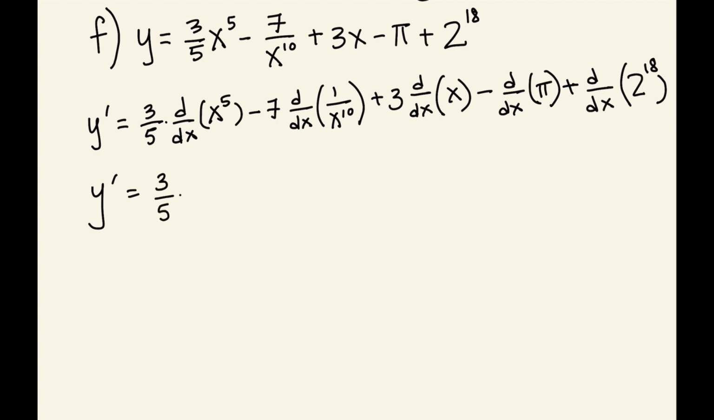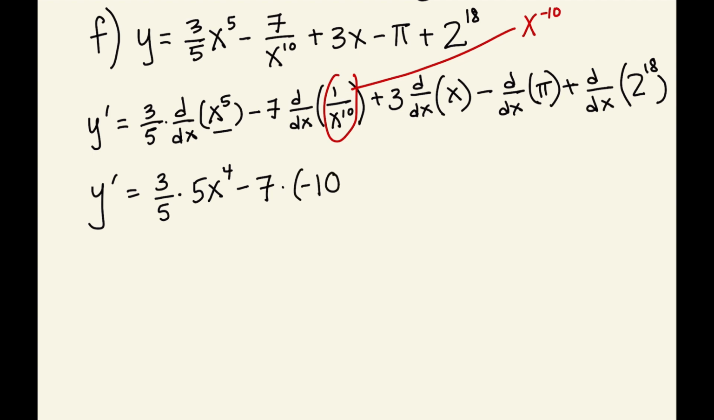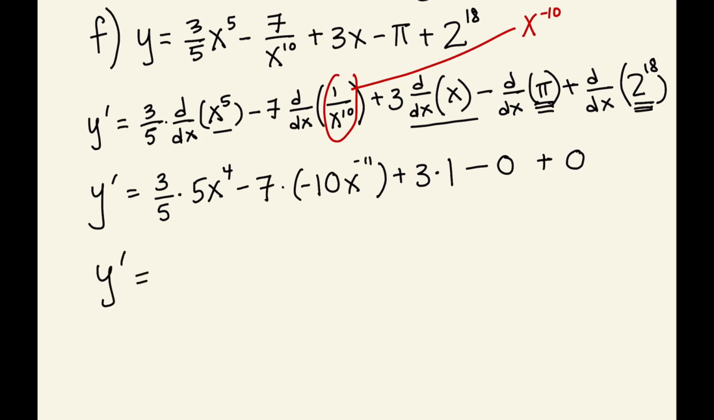Using the power rule, this becomes 5x to the 4th, minus 7 times, and remember this can be rewritten as x to the negative 10, so its derivative is going to be negative 10 times x to the negative 11. And then here I have plus 3 times the derivative of x, which is just 1, minus, this is a constant, so the derivative is 0. This is a constant too. Don't be fooled by the 18th power there. That's just 0. The only thing I have left to do is clean this up a little bit.